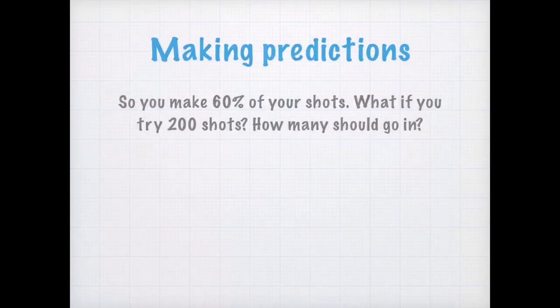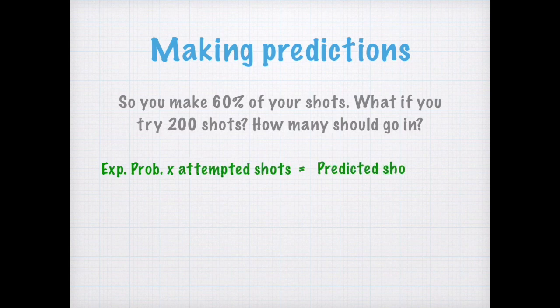One nice thing about experimental probability is it allows us to make predictions. So you make 60% of your shots. What if you try 200 shots? How many should go in? The way we would figure that out is we would take our experimental probability and multiply it by the attempted shots, and that will equal the predicted shots made.